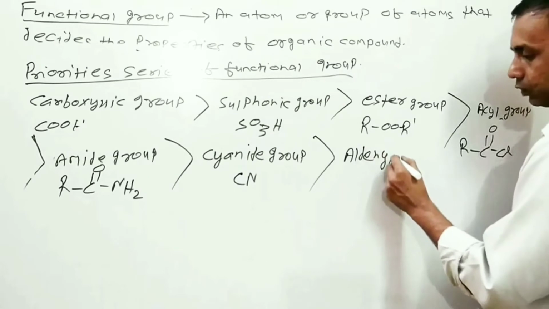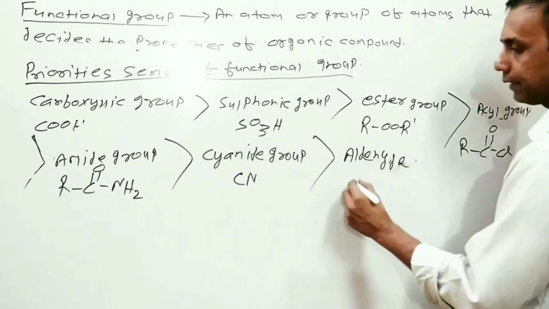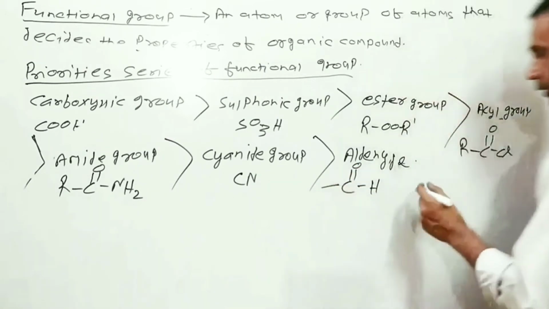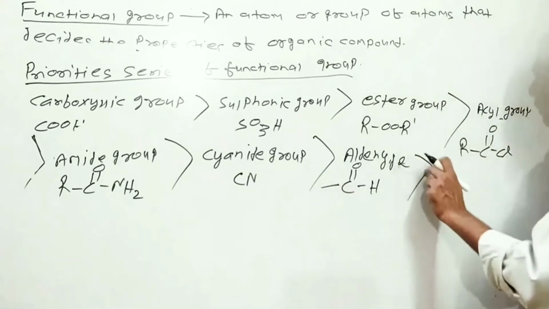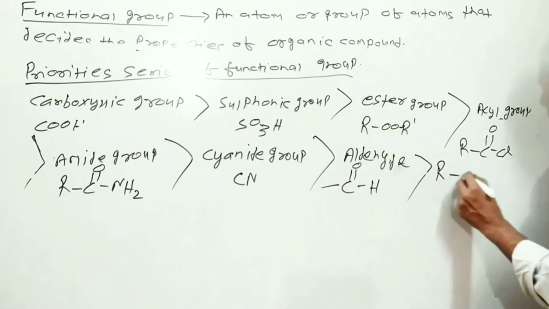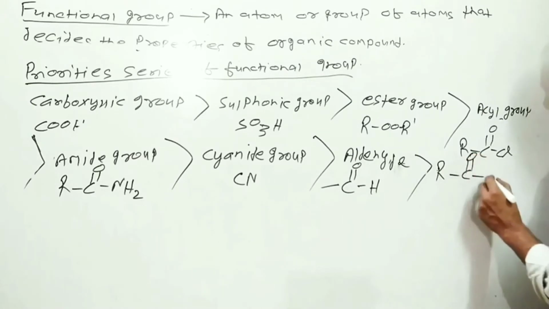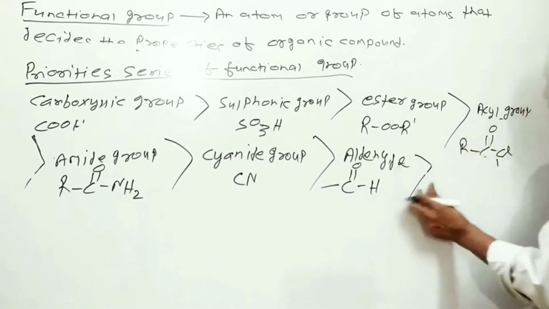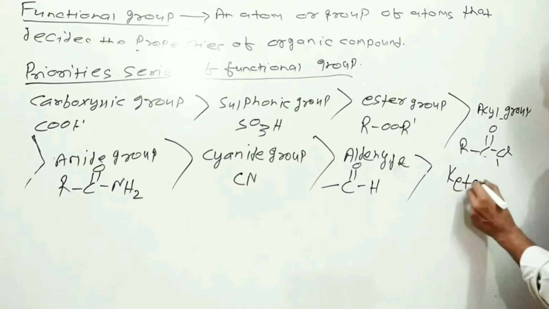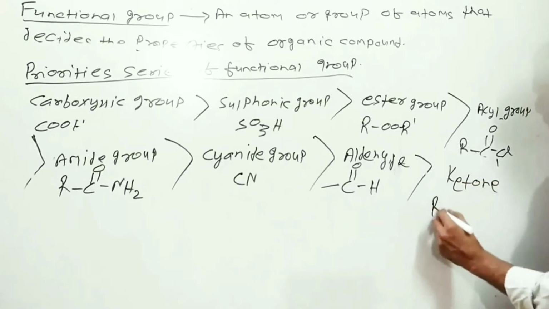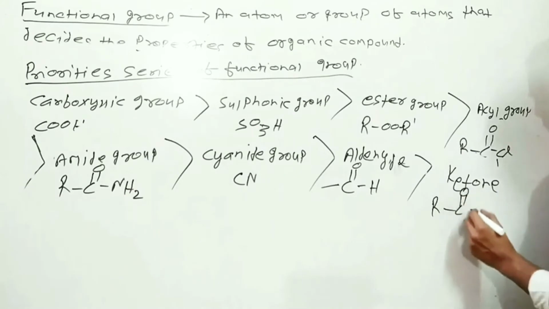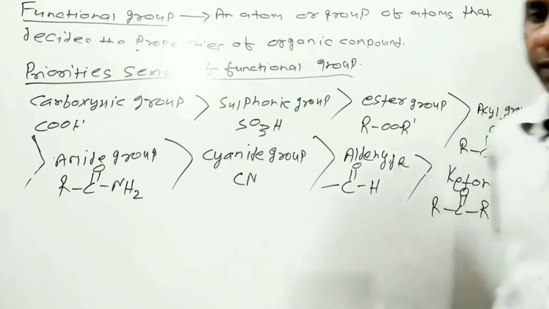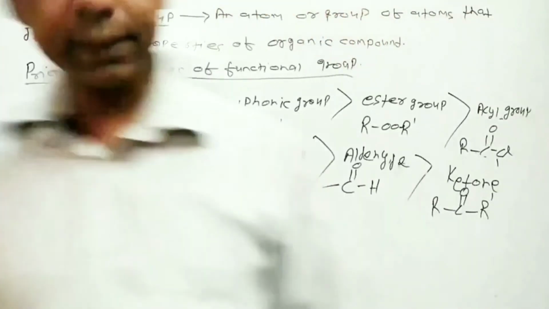Aldehyde group. Aldehyde, the formula is C double bond O and H. So this is the aldehyde group, right? And after aldehyde, you have ketone group. Ketone group is R C double bond O, and it may be R dash also. The formula for ketone is R, C, double bond, O, and then there may be another R here, right? Then you have a hydroxy group, then amine group and alkene, right?